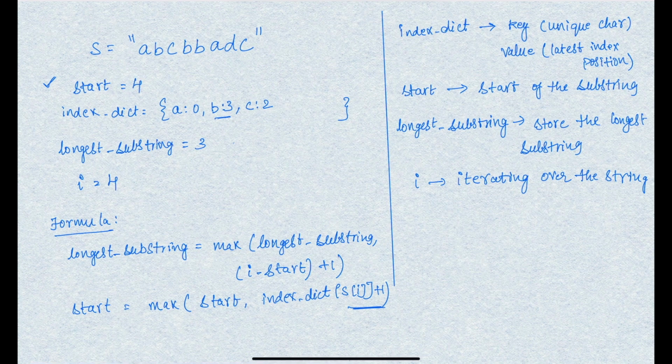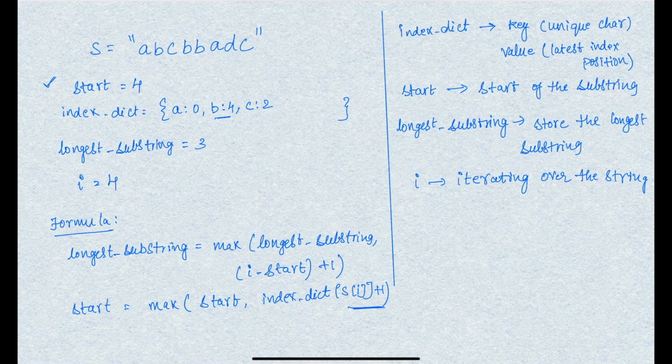And my longest substring in this case is going to be i minus start plus 1. So that is going to be 1. So longest of 3 comma 1 is 3. So we are not updating this longest substring value. It is still going to be 3. But here we should be updating in the index dictionary the latest value for b. So the latest value for b index position is 4. So we are updating that.